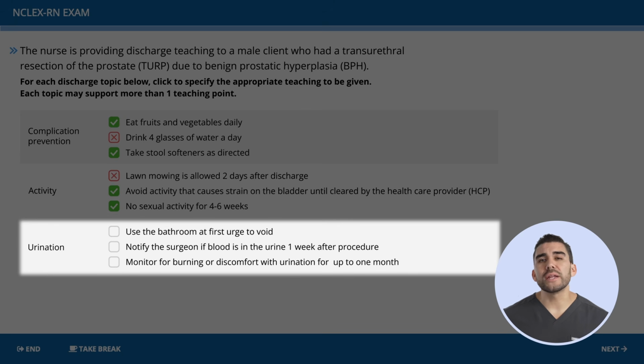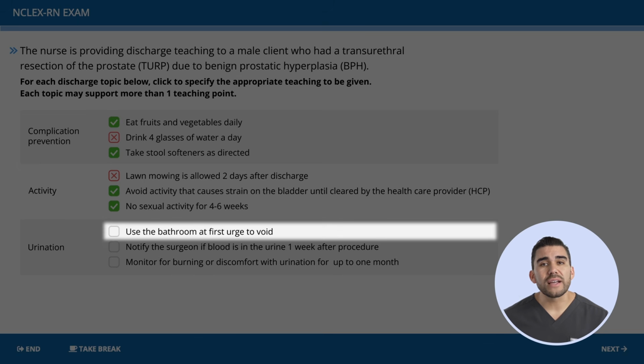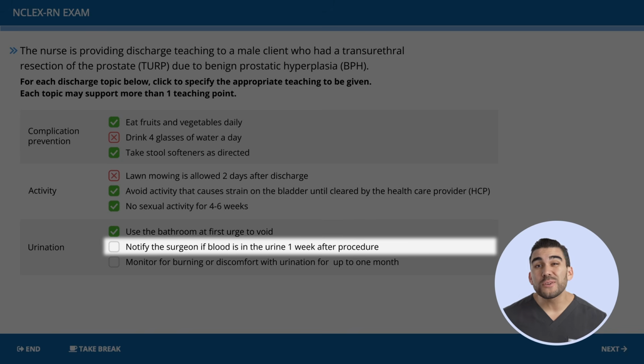Now moving on to urination. Are we going to advise the client to use the bathroom at the first urge to void? Well, yes, this actually decreases the risk for infection and chance of incontinence. How about notifying the surgeon if there's blood in the urine 1 week after the procedure? Yes, of course. Urine should begin to get clear within about 24 hours after surgery. So we expect bloody urine up to that 24-hour mark after surgery.